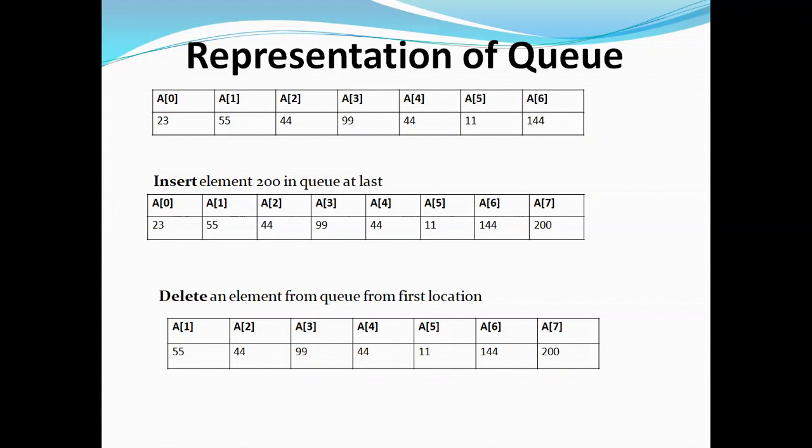So if I want to add some new element in the queue, it will be added after 144, that is at the rear end. So insert element 200 in the queue at the last, the rear side. If I want to delete something from the queue, you can see at the first location it was 23. So 23 will be deleted first because it is in the first location, that is first in, first out. The element that is first in has to be removed from the queue first. This is how we can explain queue.